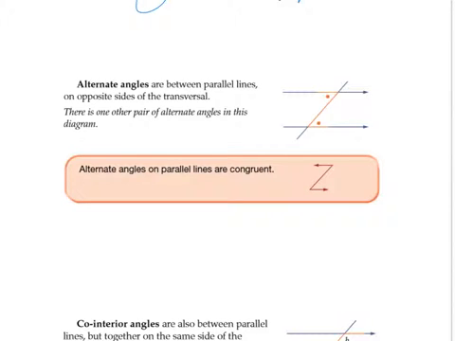There is one other pair of alternate angles in this diagram. Could you think of them? Right. So, over here is one, and over here is another one. So that would be a pair. And over here you can see how they make the Z. So they're saying they're congruent. These are also equal. Okay?